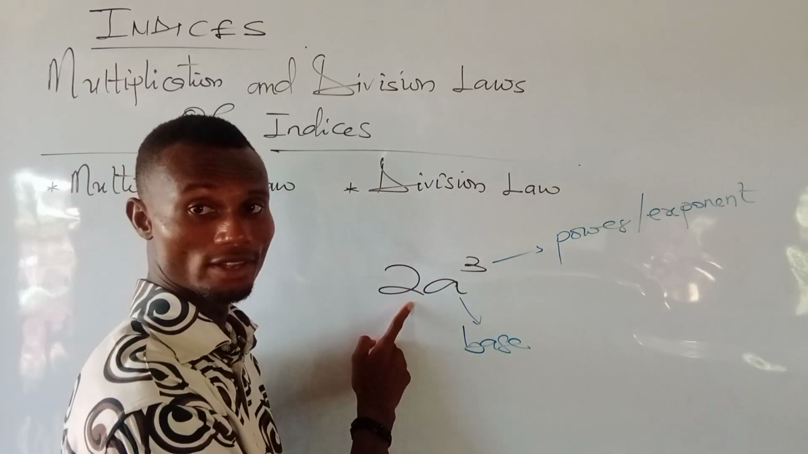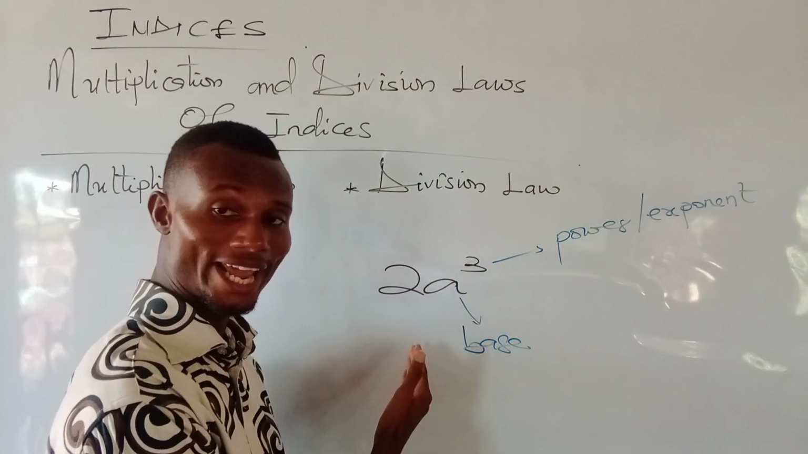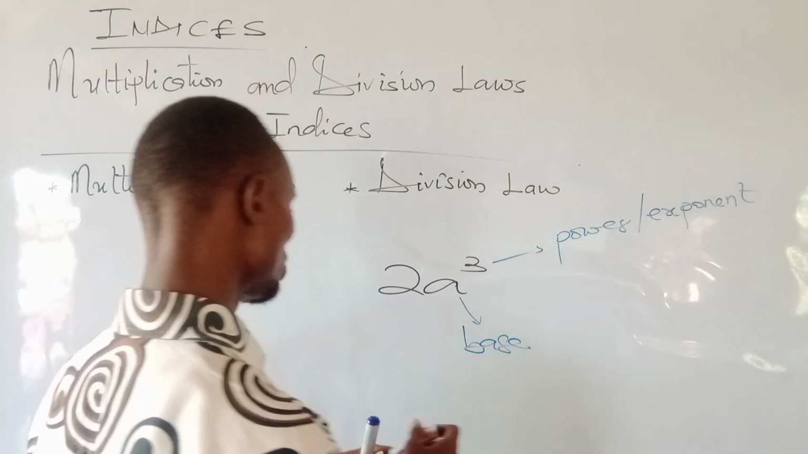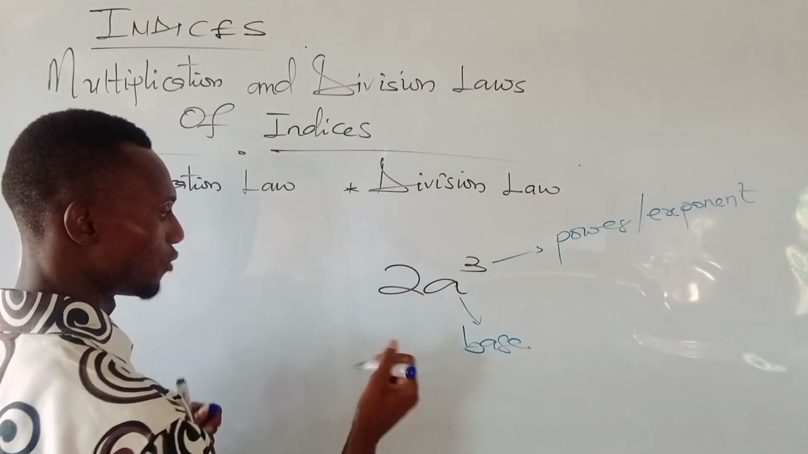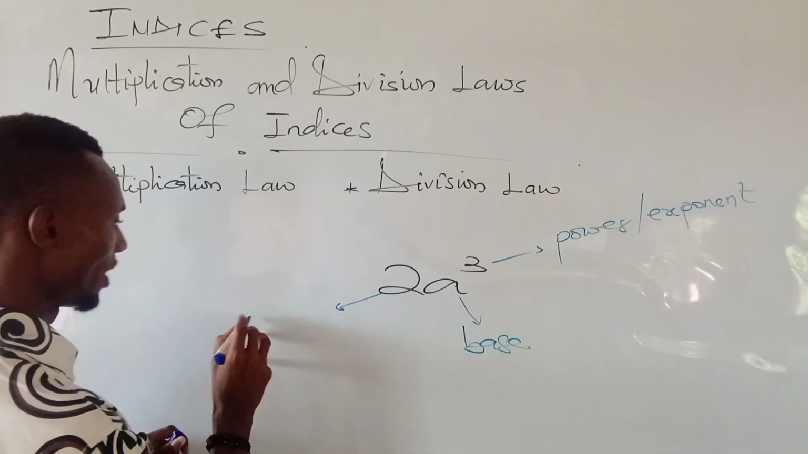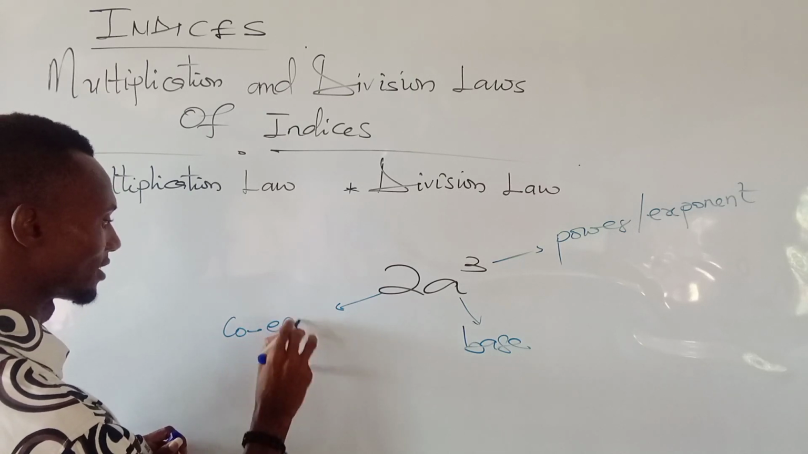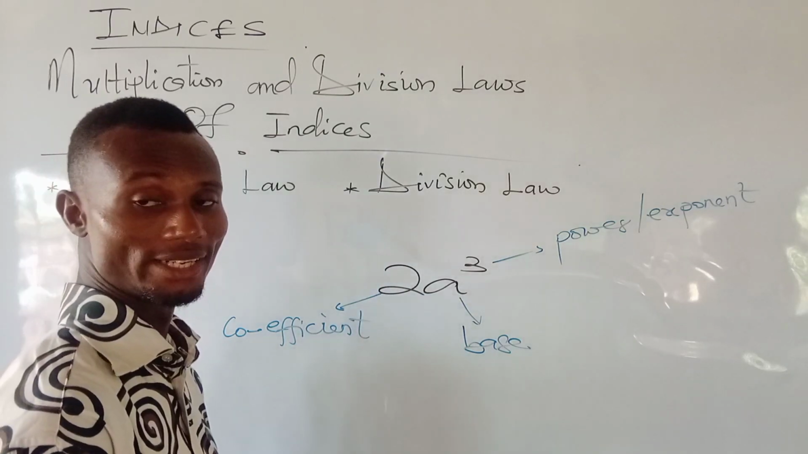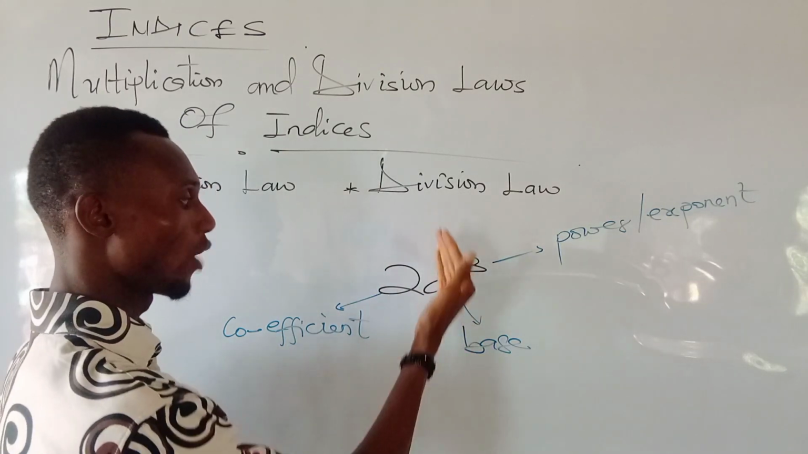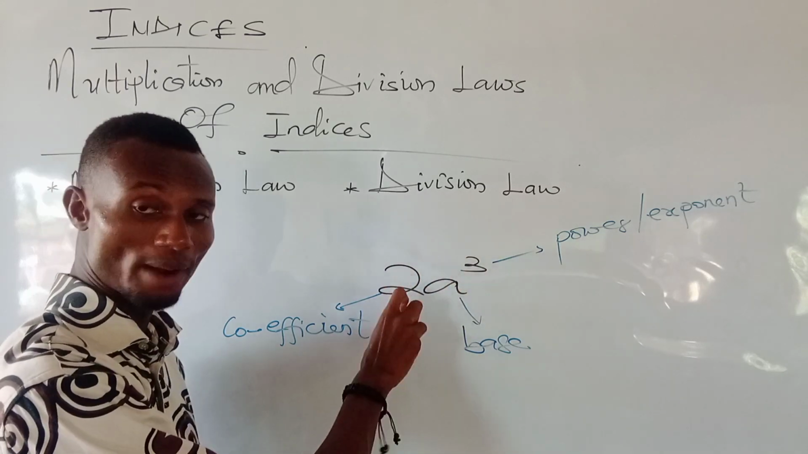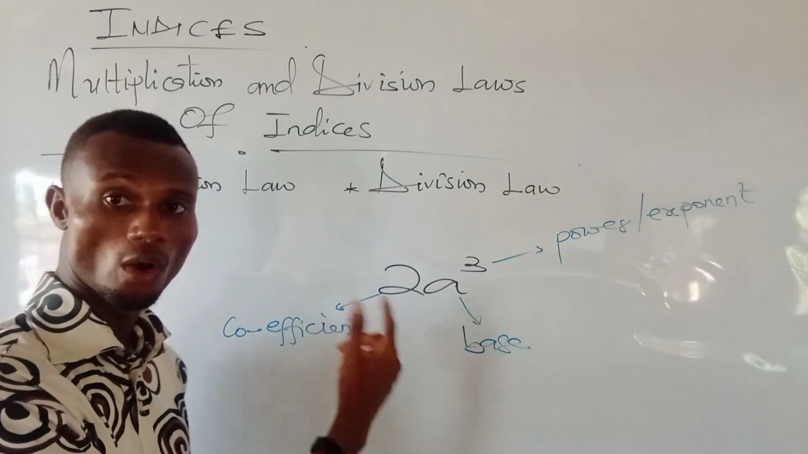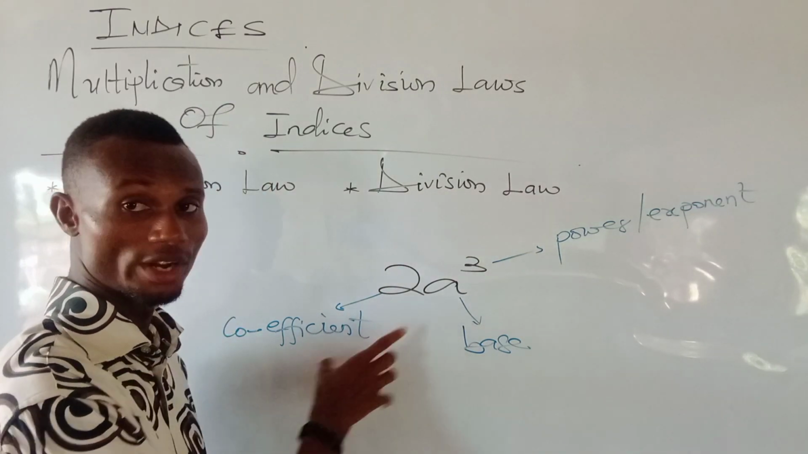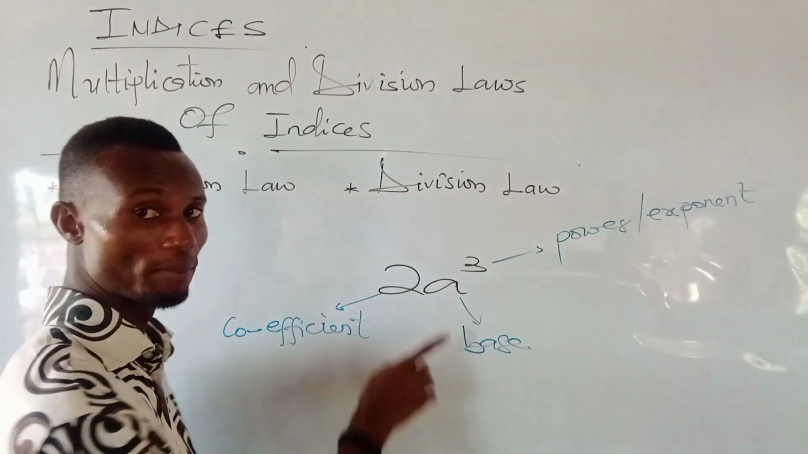Now the 2 here, which is in front of the variable a, we call it the coefficient. So the 2 is the coefficient of the variable a. You can see that the 2 is multiplying the variable a. So when you have a number in front of a variable like that, multiplying the variable, we call that number the coefficient.